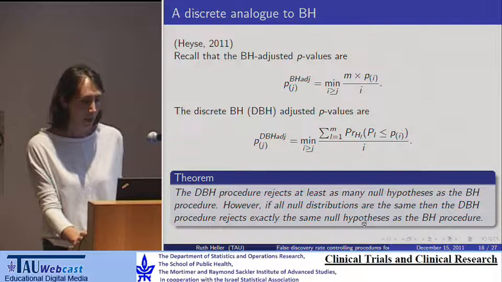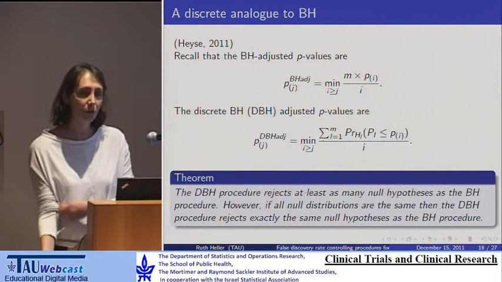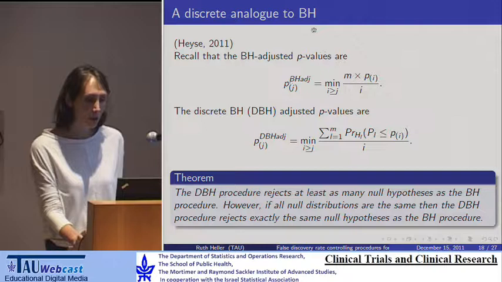Okay, now there has been another suggestion how to treat discreteness. It was motivated also by the BH procedure, and it's in a very recent paper by Heisei. What he said was the following. Recall that the BH adjusted p-values are these.